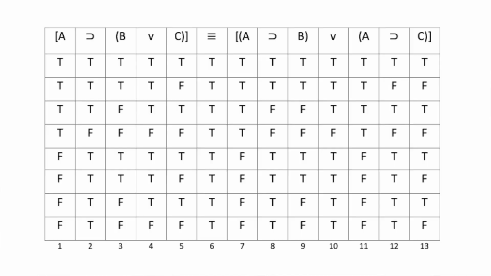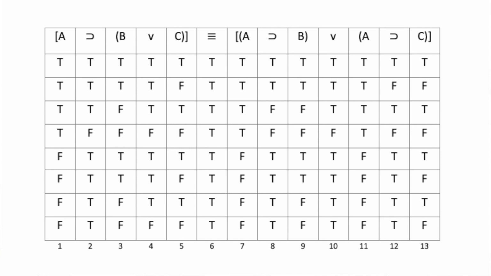The compound sentence is a biconditional. The antecedent of the biconditional is in brackets, and it reads, if A, then, parentheses, B or C. The consequent of the biconditional is also in brackets, and it reads, if A, then B, or if A, then C. Okay, now although you have a number of component compound sentences in this larger compound, you still only have 3 atomic variables. So you're still only working with the possible truth values of A, B, and C.